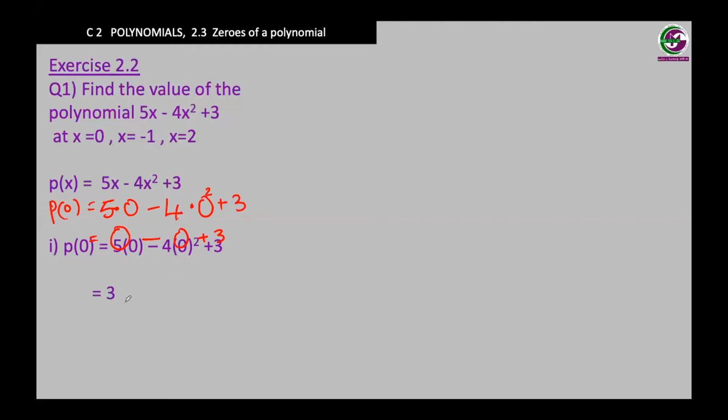3, right? Okay, now let us see the second part of it. What's the second part of it? P of -1. P of -1, we replace the x by -1. So 5 times -1 minus 4 times (-1) power 2 plus 3. 5 times -1 is -5. (-1) power 2 is 1. So -4 times 1 plus 3.